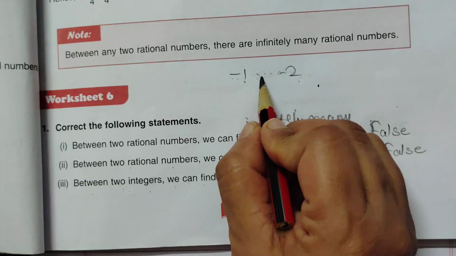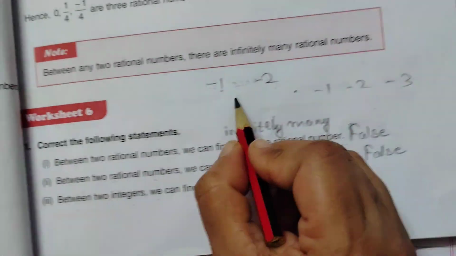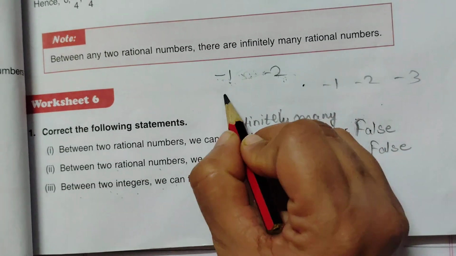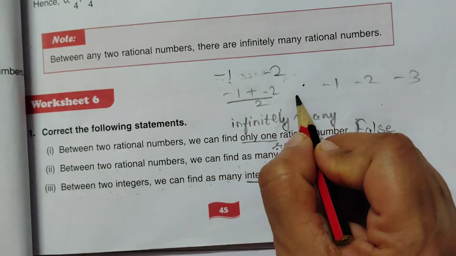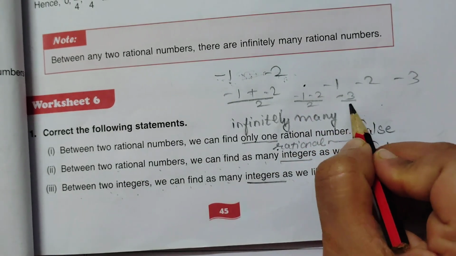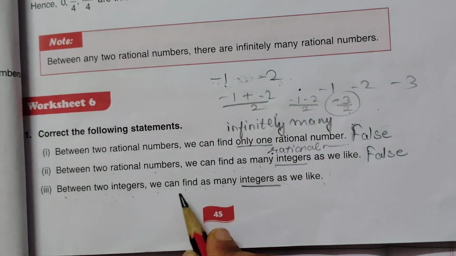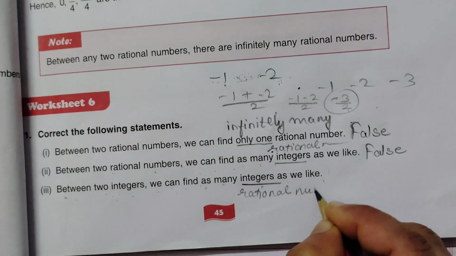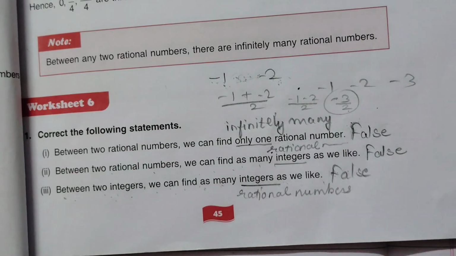Between two integers, we cannot always find one more integer. Between minus 1 and minus 2 there is none. If we take minus 1 and minus 3, we will get minus 2. But between minus 1 and minus 2, we won't get one more integer. We will get rational numbers: minus 1 plus minus 2, divided by 2, which is minus 3 upon 2. And minus 3 upon 2 is a rational number. So between two integers, we can find as many rational numbers as we like. Here the answer is false.